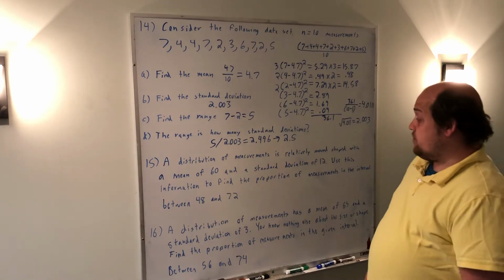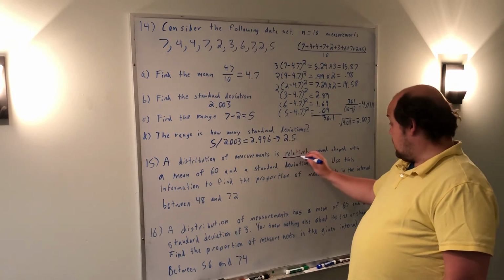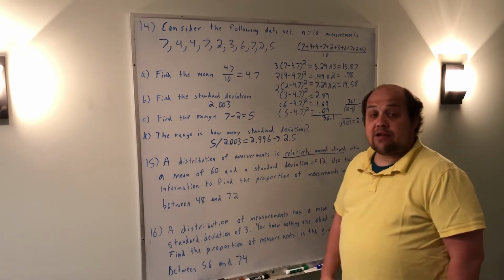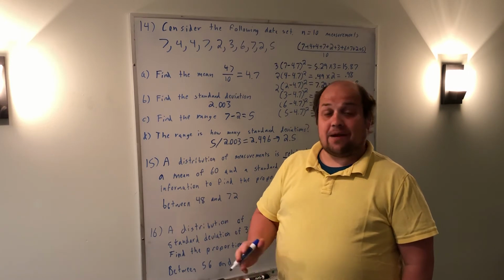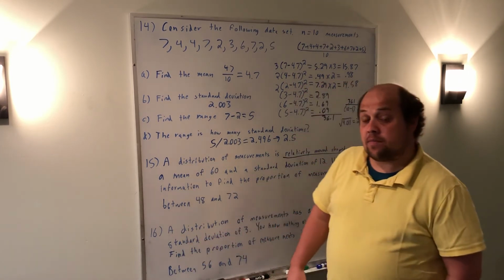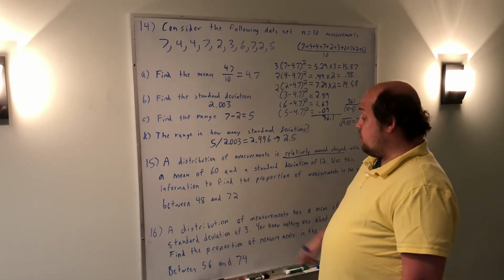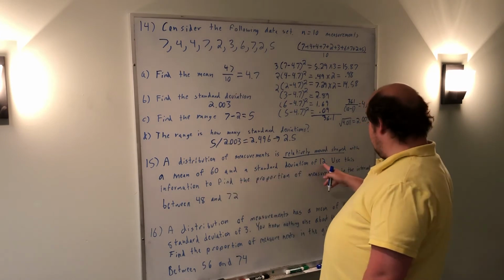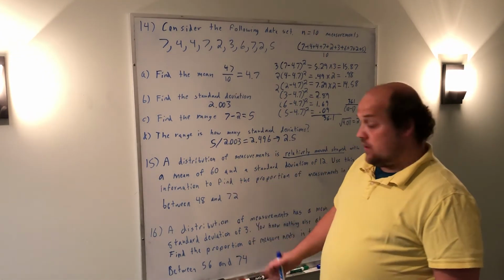Question 15 tells me distributions of measurements is relatively mound-shaped. I'm going to underline that relatively mound-shaped because really that's going to let me pick a column. Mound shape means that I'm in the empirical rule column, which if you're following along with what it was in the PowerPoint, would be the left-hand column.